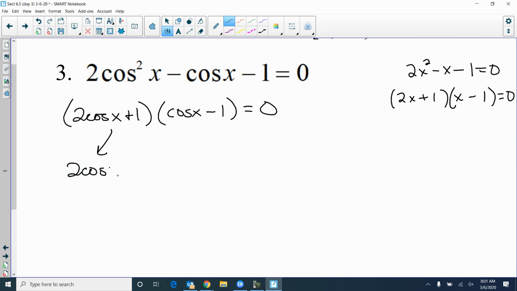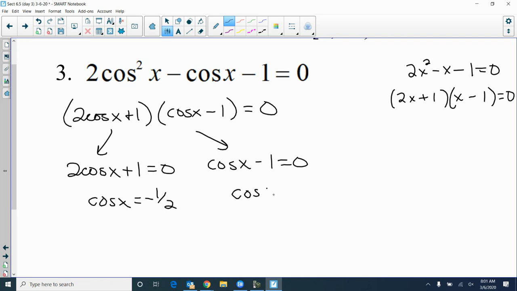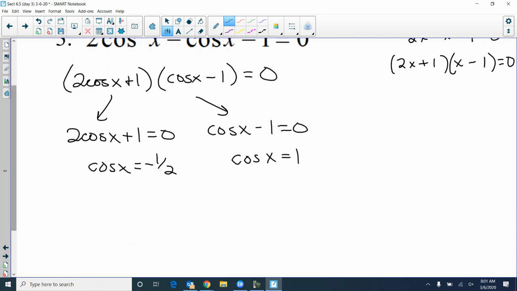So 2 cosine of x plus 1 equals 0. Cosine of x minus 1 equals 0. And then just solve those independently. I get subtract 1, divided by 2. Cosine of x equals negative 1/2. Cosine of x equals 1. All right, take a second. Try and figure those out without using your calculator. You can just do inverse cosine of 1/2, inverse cosine of 1, or negative 1/2. Okay, and you should be able to come up with at least the degrees.